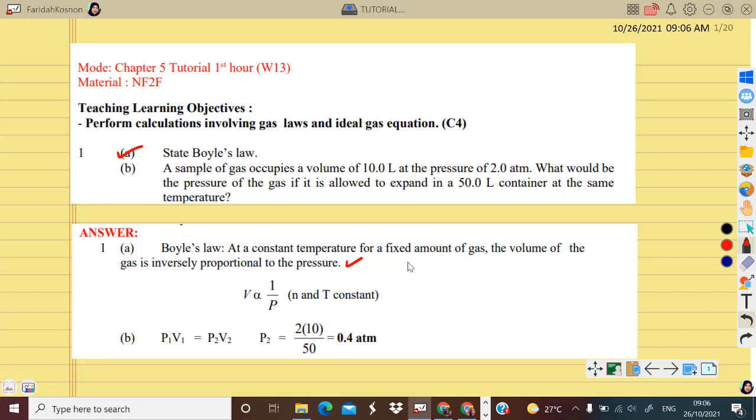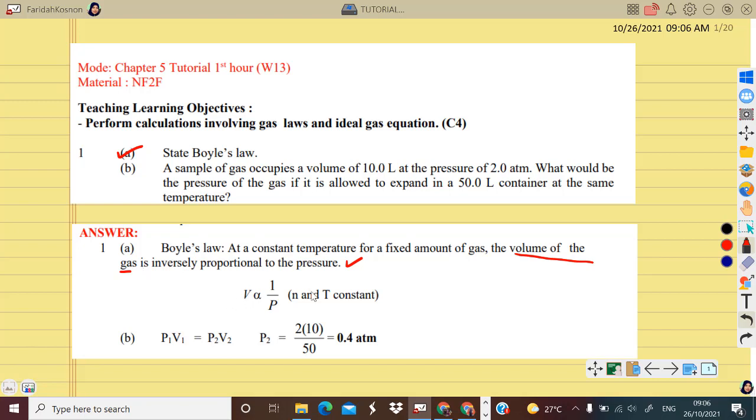Okay, sama je. Okay, yang penting kat sini dia mesti menyatakan apakah variable yang constant, which variables are constant. So we have constant moles and temperature, and you must mention in your statement the volume of the gas, ataupun mungkin you tulis the volume occupied by the gas. Mesti ada perkataan volume of the gas.